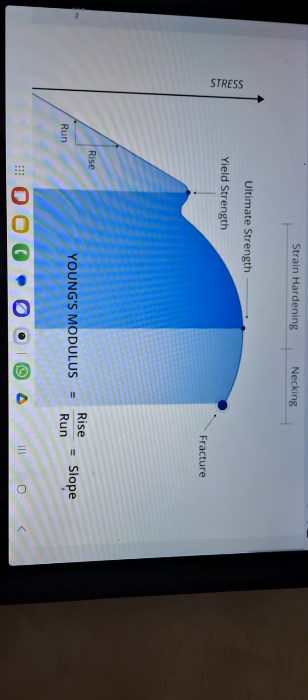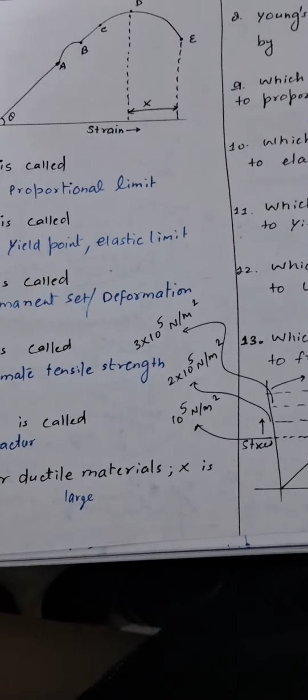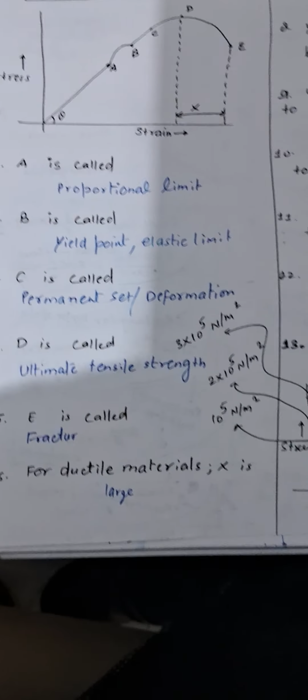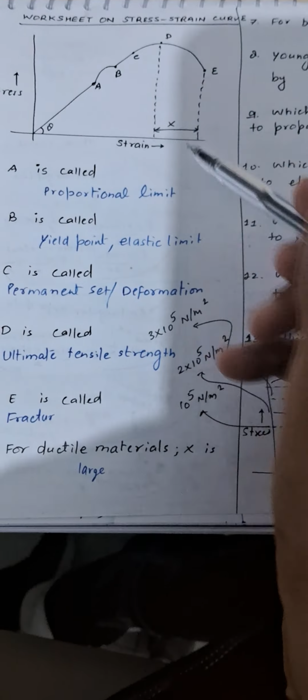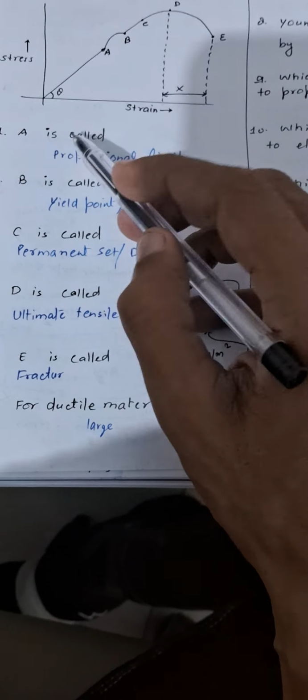Today I shall be discussing the stress strain curve for a general material and questions based on that. So let's start with the questions. Here is the worksheet based on this. There is a stress strain curve like shown in this graph. Then we need to find the first thing, which is A.